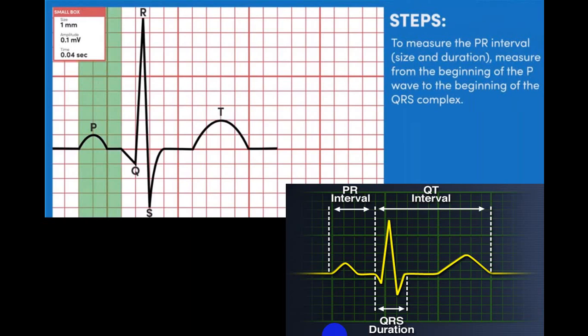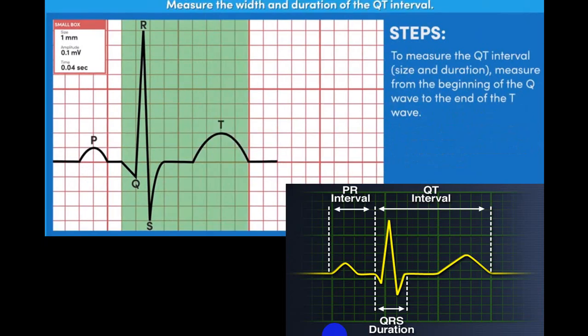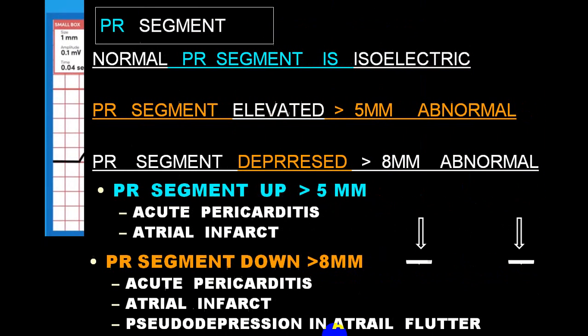While calculating, you will have to draw two vertical lines from the beginning of the wave till the end of the period, and then count the number of small squares, which will tell you the interval, that is the PR interval, QT interval, and QRS duration. We don't call it the QRS interval. So this is the measurement of the different components, QT interval, etc.